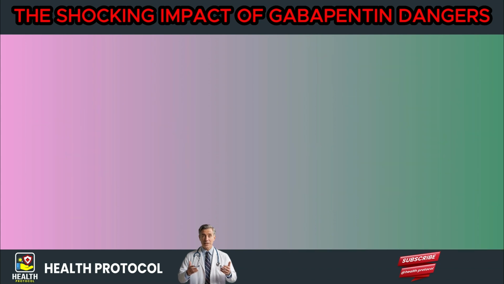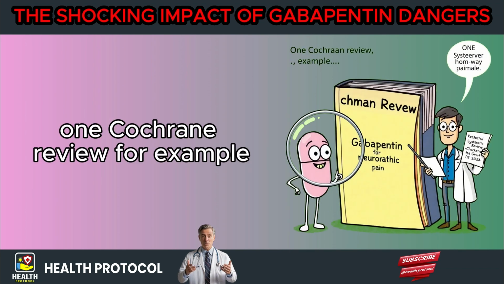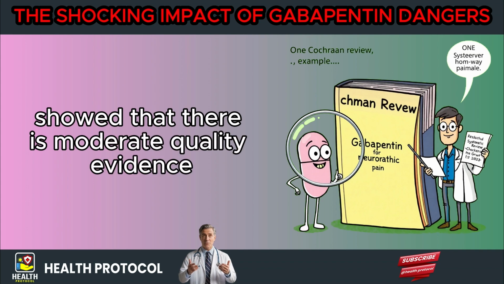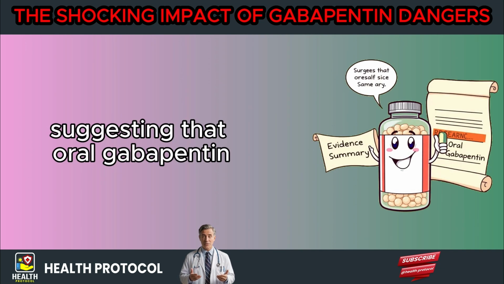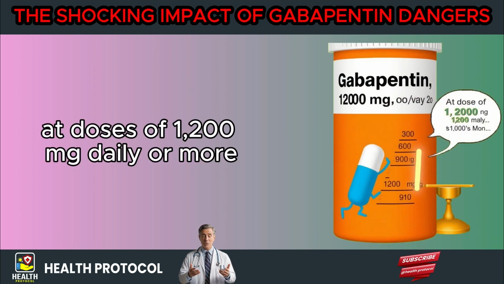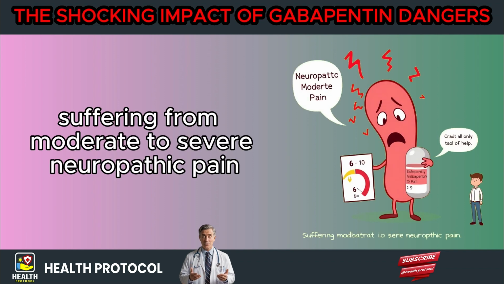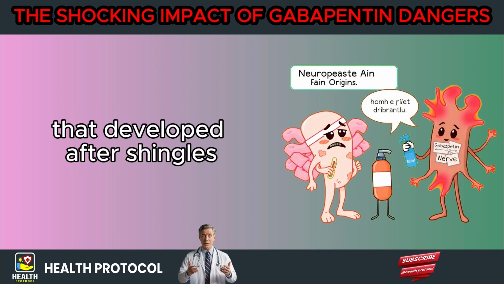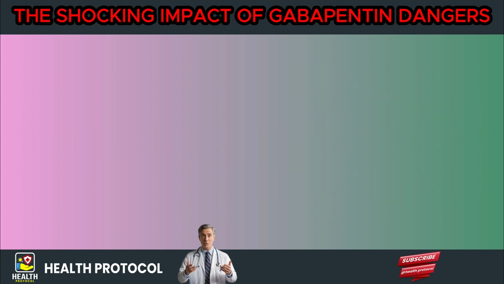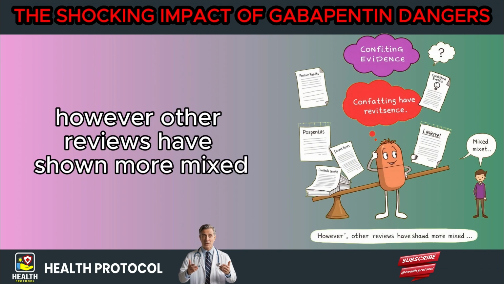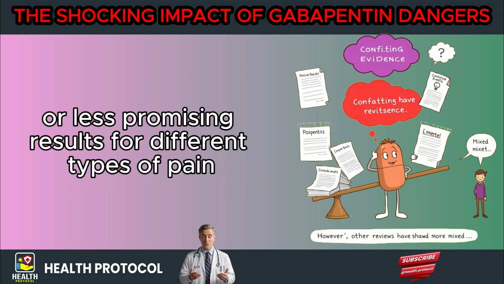the evidence. One Cochrane review, for example, showed that there's moderate quality evidence suggesting that oral gabapentin, at doses of 1,200 milligrams daily or more, can have a significant impact on pain for some individuals suffering from moderate to severe neuropathic pain that developed after shingles or due to diabetes. However, other reviews have shown more mixed or less promising results for different types of pain.